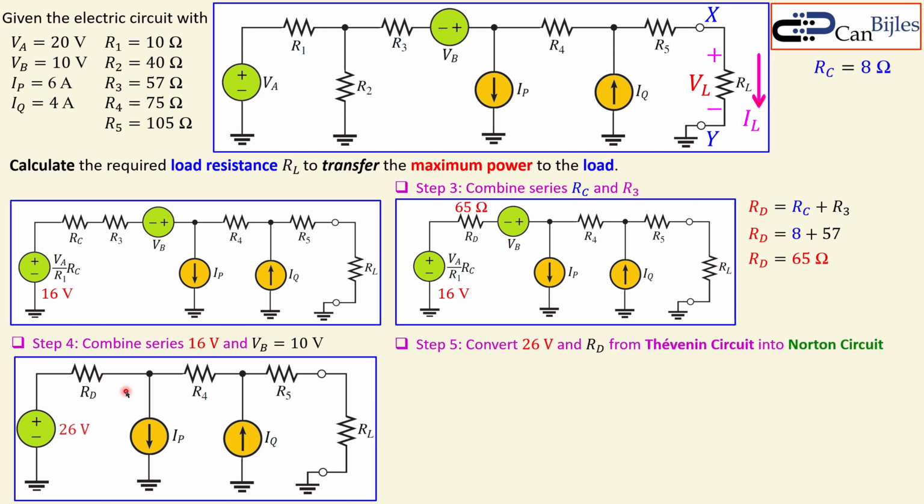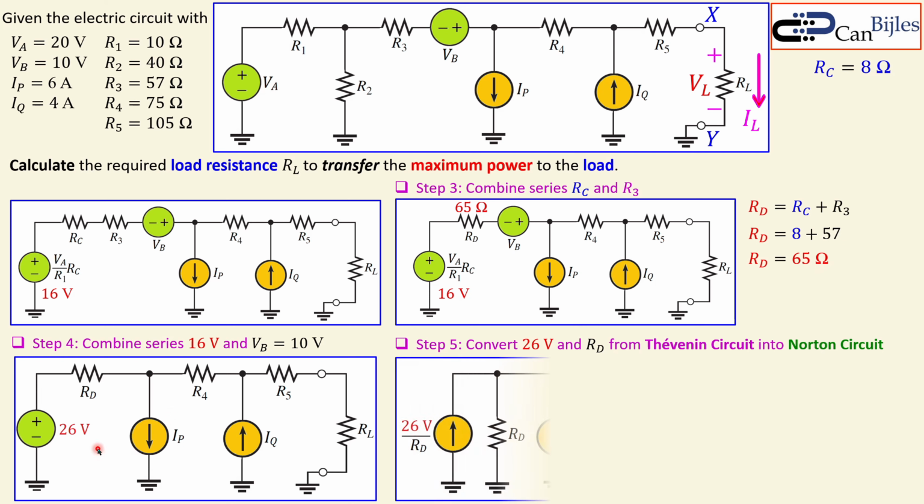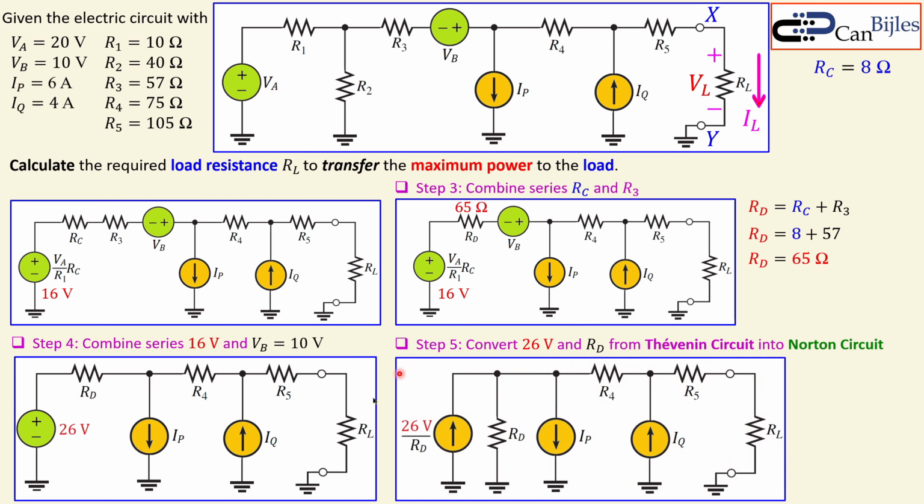Now we can again do the same business. We started by converting a Thevenin format to a Norton circuit. This is again a Thevenin circuit, with this 26 volts and this RD of 65 ohms. I can also convert that, again, from a Thevenin to a Norton circuit. Again, 26 volts over RD, and RD we know. That is this current. You can calculate that as 0.4 amps, or 400 milliamps.